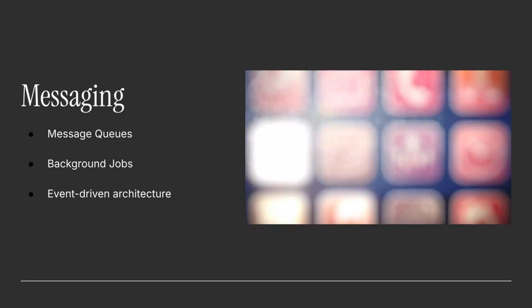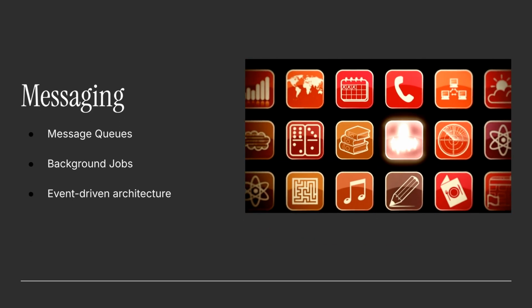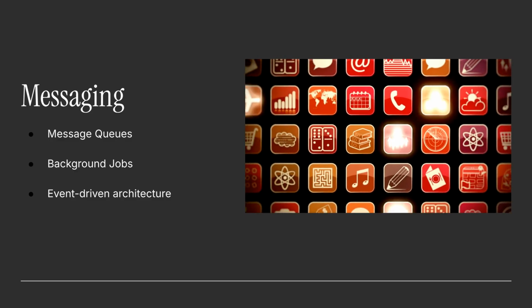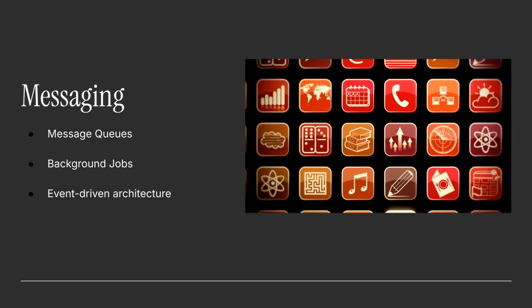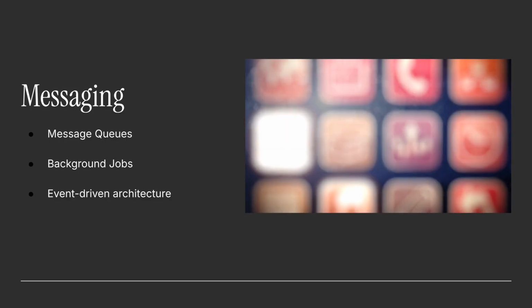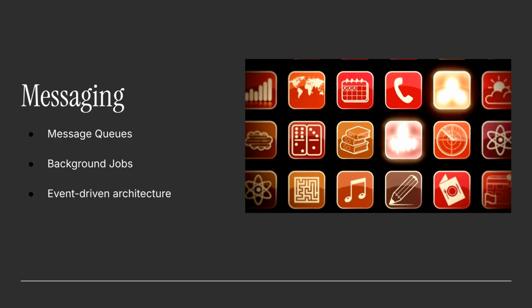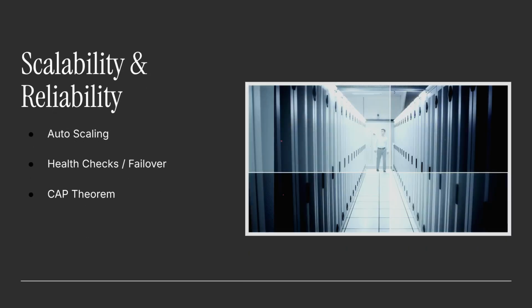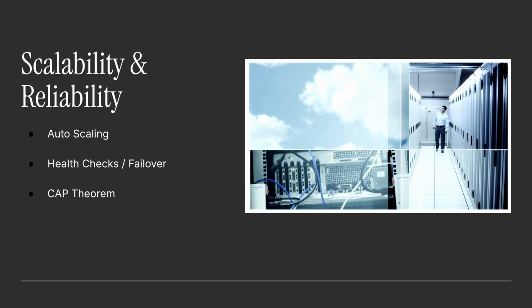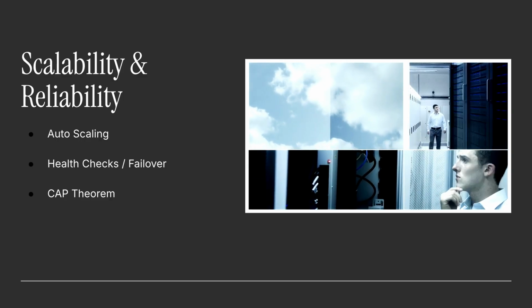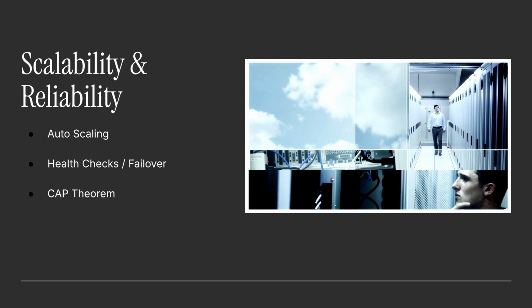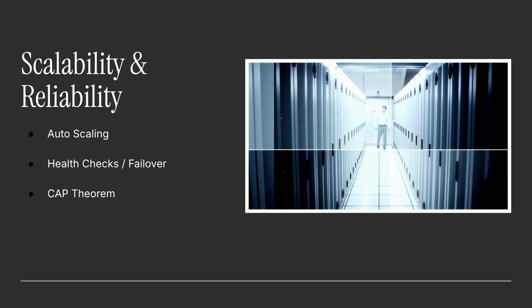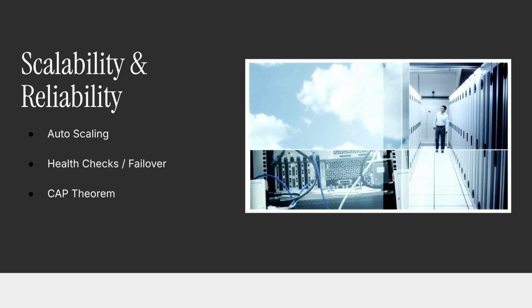Messaging and async processing are key in large-scale, real-world systems. Study message queues, the differences between Kafka and RabbitMQ, and the concept of event-driven architecture for tasks like notifications and order processing. Scalability and reliability are at the core of system design. Must-know topics include auto-scaling, health checks, failover, circuit breakers, and the CAP theorem. Remember the golden rule: systems will fail, so design for failure.